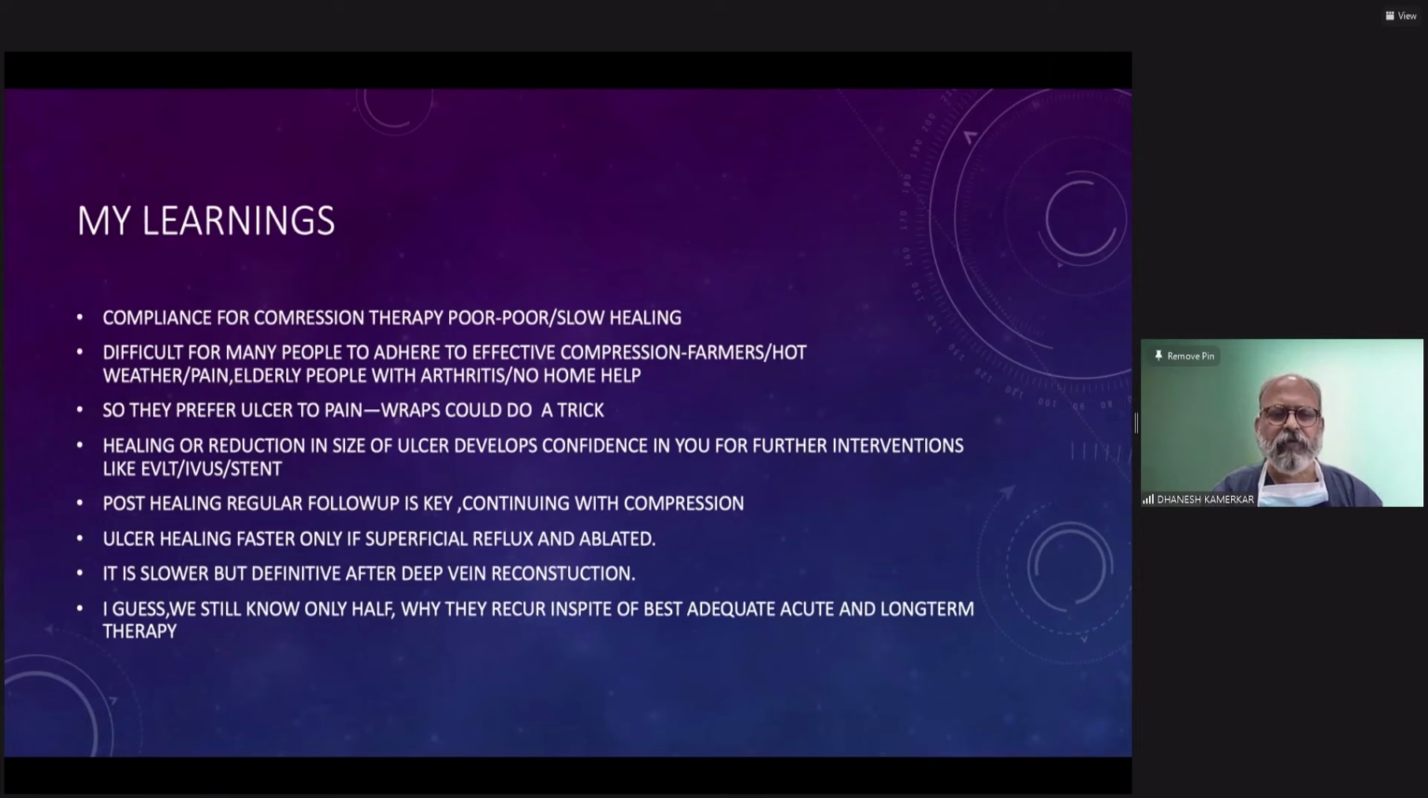I guess we still only know half why they recur in spite of best adequate acute and long-term therapy.